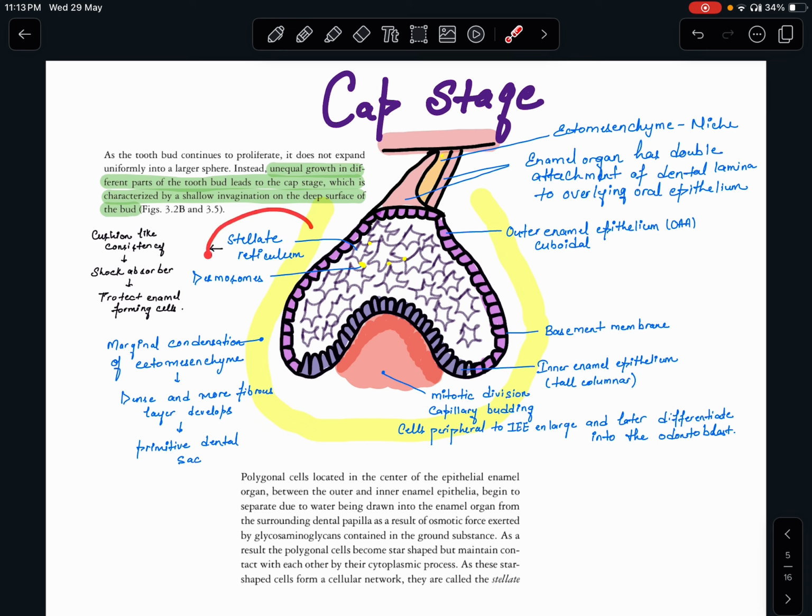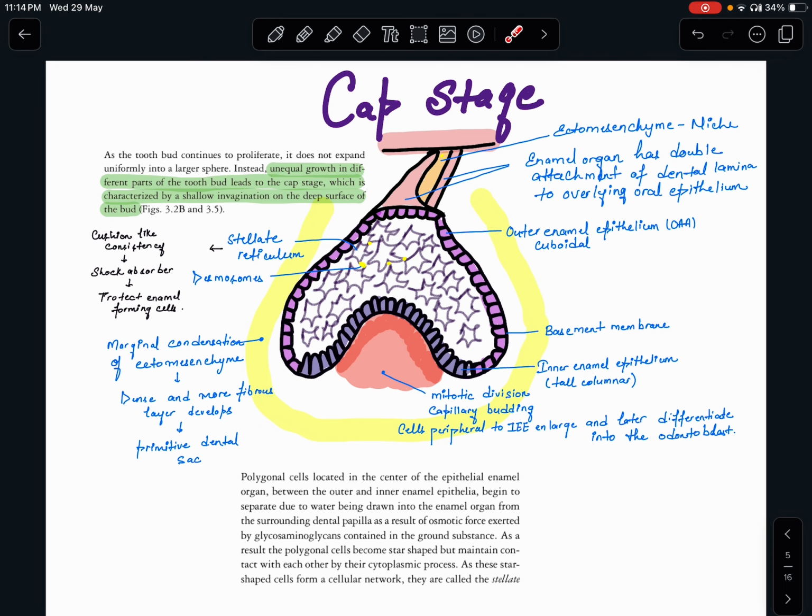Okay. So this entire network of star-shaped cells is called the stellate reticulum. What is the function of the stellate reticulum? They have a cushion-like consistency. Obviously, they are filled with water. So they act as a shock absorber, and they protect the enamel-forming cells, these inner enamel epithelium. This is the enamel-forming cells. So it protects them. Okay.